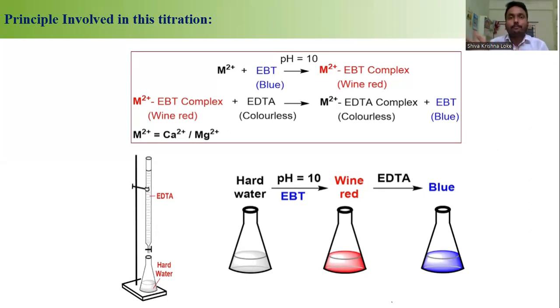So if pH varies, the color of the indicator will also vary. That's why we are adding buffer as an additive, so it restricts the pH of the given reaction medium.